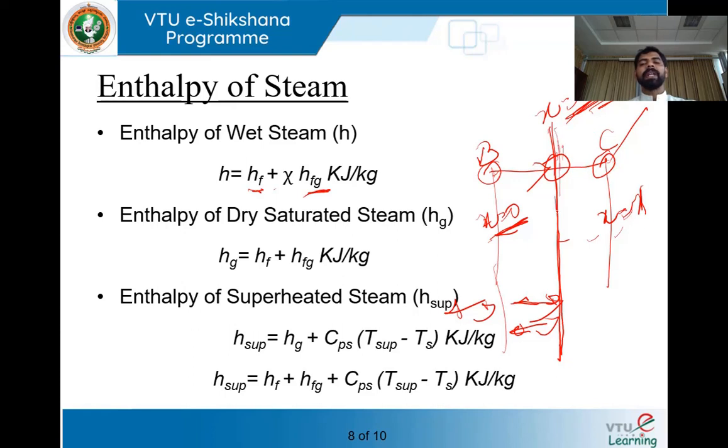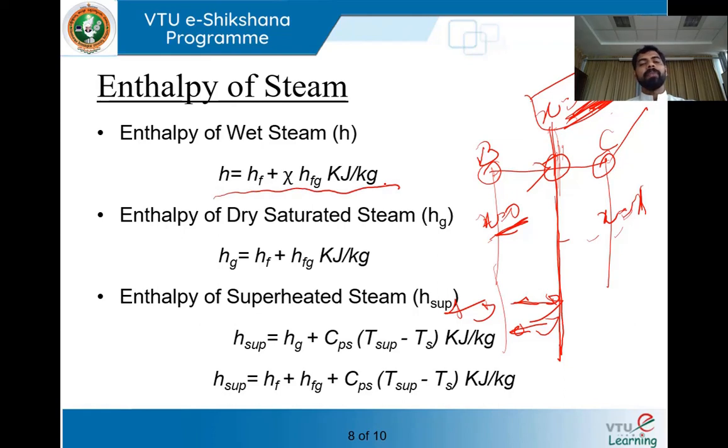We are trying to find somewhere in between. If the value of x is not 1, so what to do in that case? You have to multiply this hfg by this dryness fraction. So that will give you the enthalpy content, or the heat content, of the wet steam at the given dryness fraction x. So enthalpy of wet steam is given by hf plus x into hfg. So this is how we find the enthalpy of wet steam.